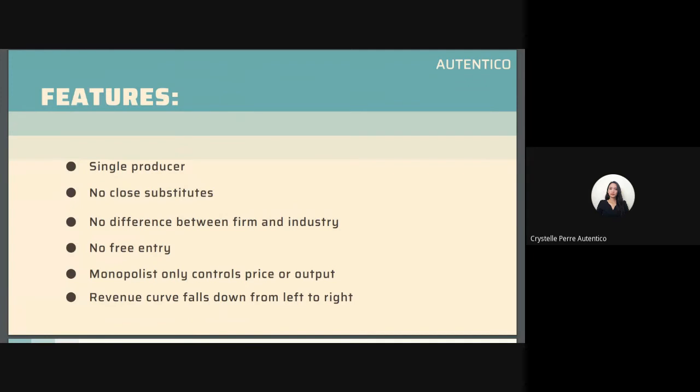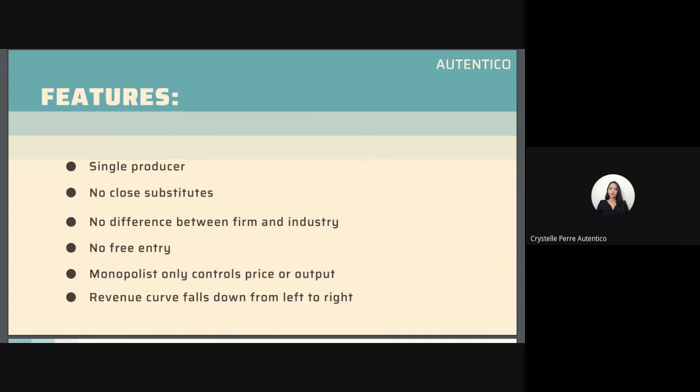So first is the same thing as what I said earlier, that in monopoly, there is only one seller. Next is that there is no close substitutes. In a monopoly, there are no other companies who produce similar products or even nearer commodities. Third, there is no difference between firm and industry. In monopoly, there is only a single firm who creates a certain product, and again, no other companies produce similar products, which is why it is just similar to an industry.